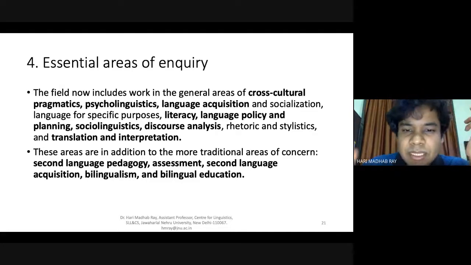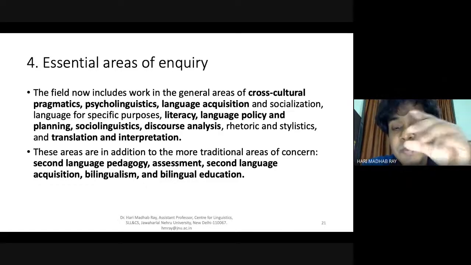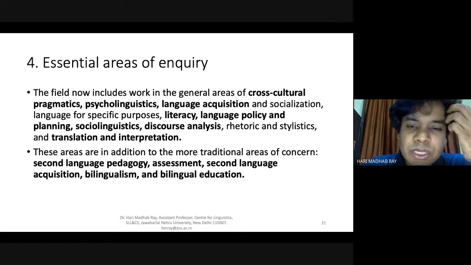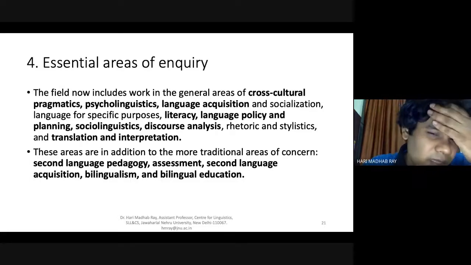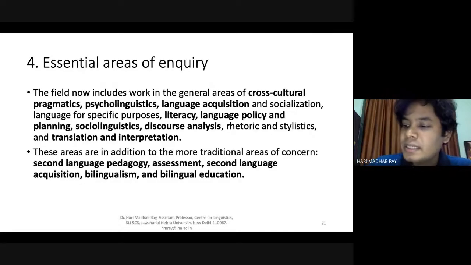NAAC also. They assess different universities and colleges and give a rank, A++, B+ or something. JNU comes somewhere on A++, top out of 4. So JNU gets somewhere around 4 or 3.9 plus, so it's A++ status, NAAC. So what kind of assessment criteria?